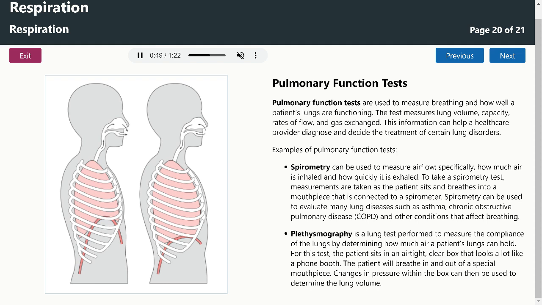It's a lung test performed to measure the compliance of the lung by determining how much air a patient's lungs can hold. For this test, the patient sits in an airtight clear box that looks a lot like a phone booth. The patient will breathe in and out of a special mouthpiece. Changes in pressure within the box can then be used to determine the lung volume. So when people have to get evaluated for any kind of breathing issues the doctor thinks they have, they might send them to do PFTs. So that's what that is.